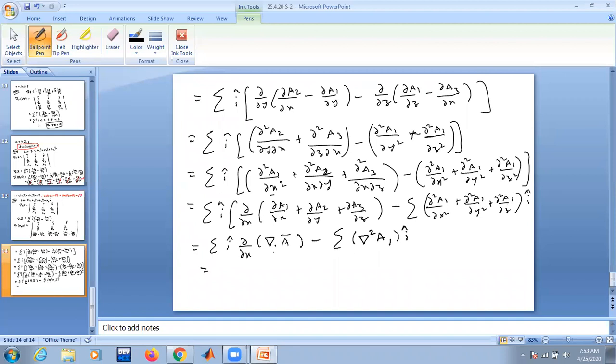Now divergence of a bar is a scalar. What is sigma I dou phi by dou x? Del dot a bar is like phi. So what is sigma I dou phi by dou x? Gradient. So gradient of scalar. What is that scalar? Del dot a bar minus, can you identify this? Del square a1 I bar plus del square a2 j bar plus del square a3 k bar.